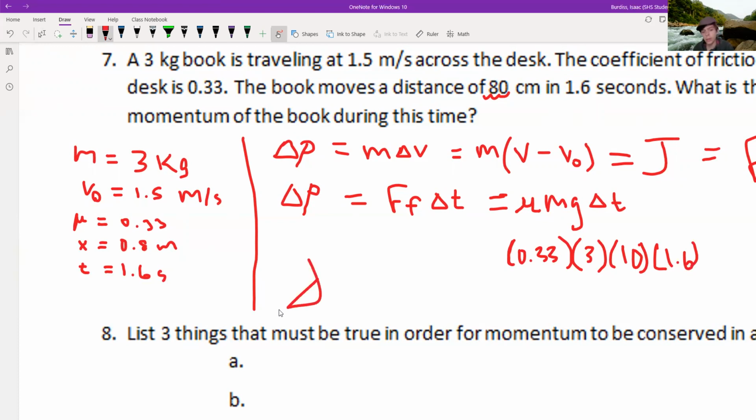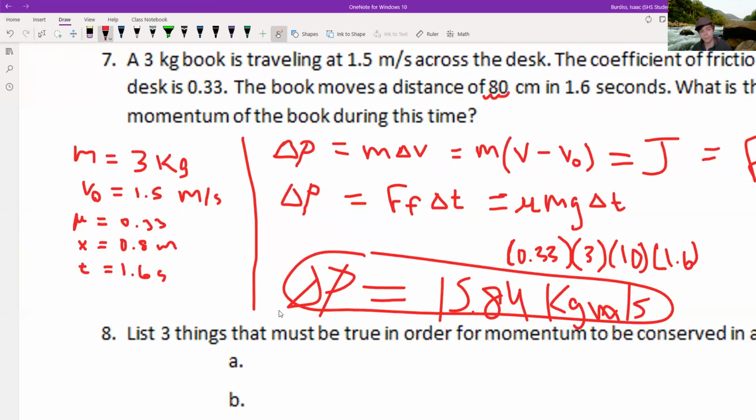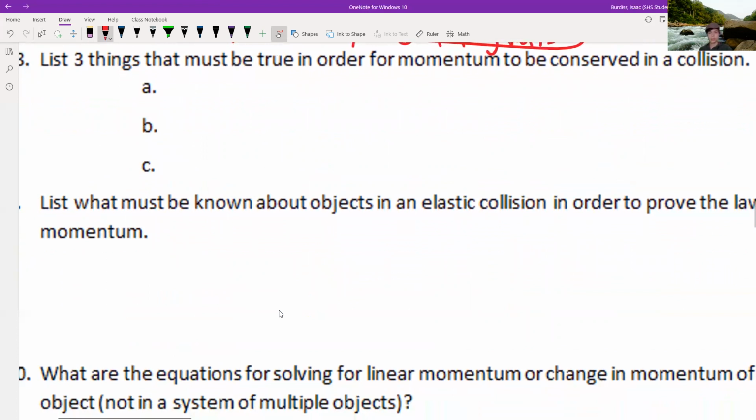So change in momentum is 15.84. And what's the unit? kg·m/s, kilogram meters per second. All right. List something that must be true for momentum to be conserved in the collision.